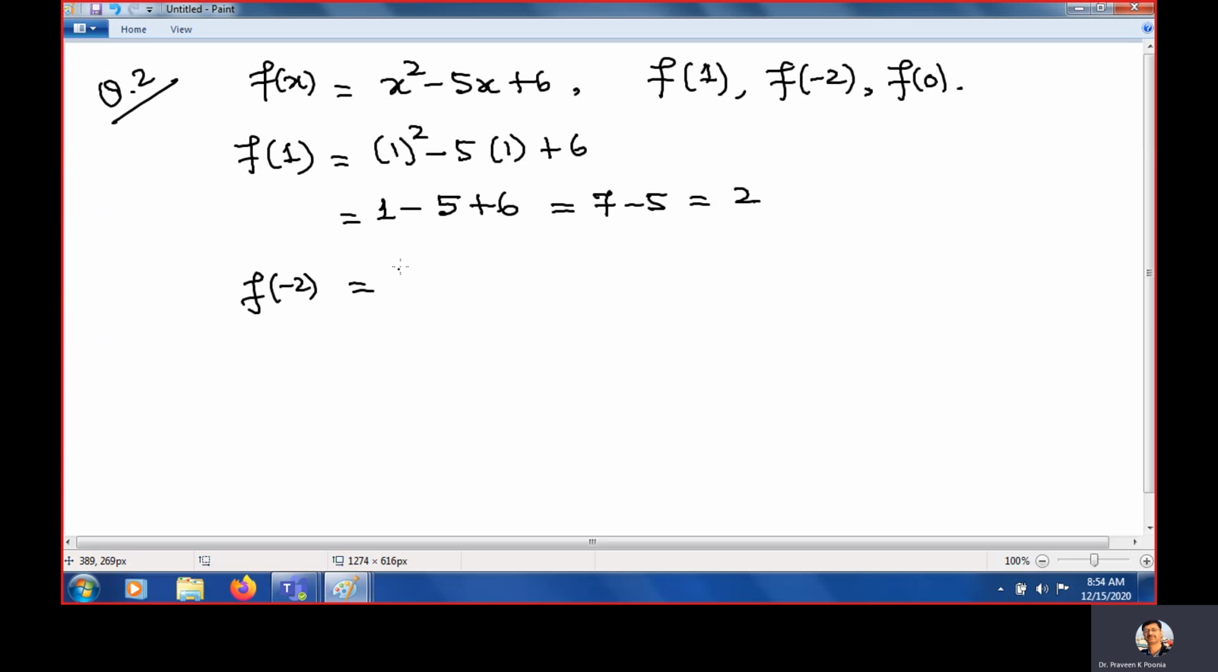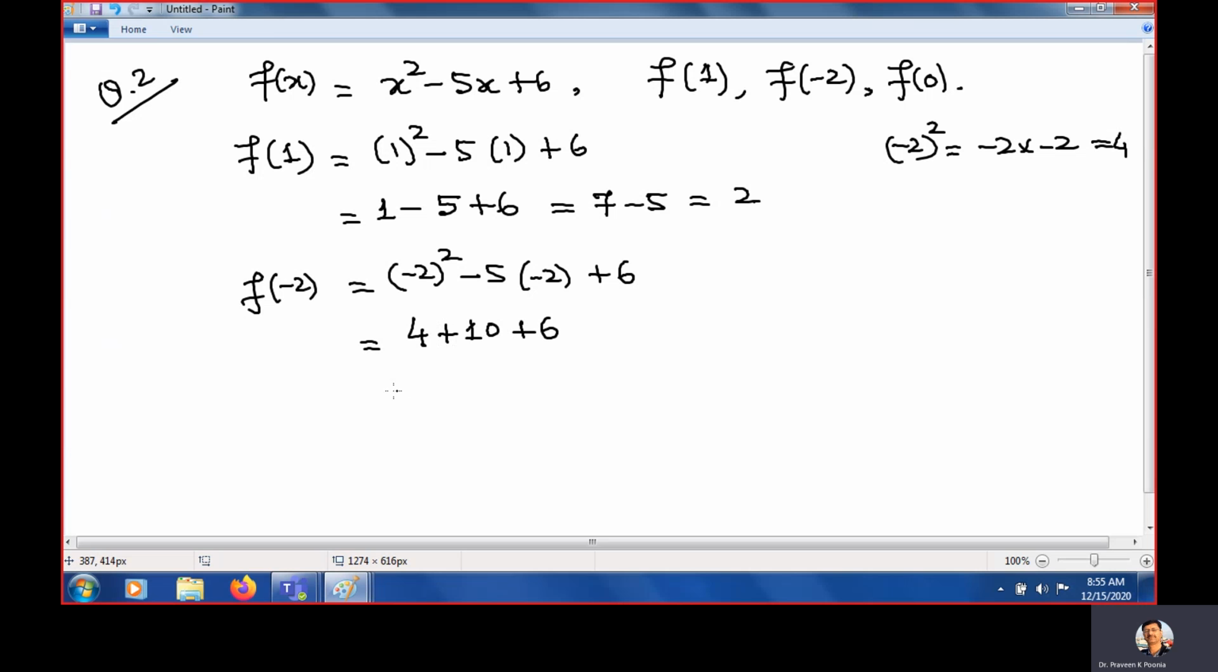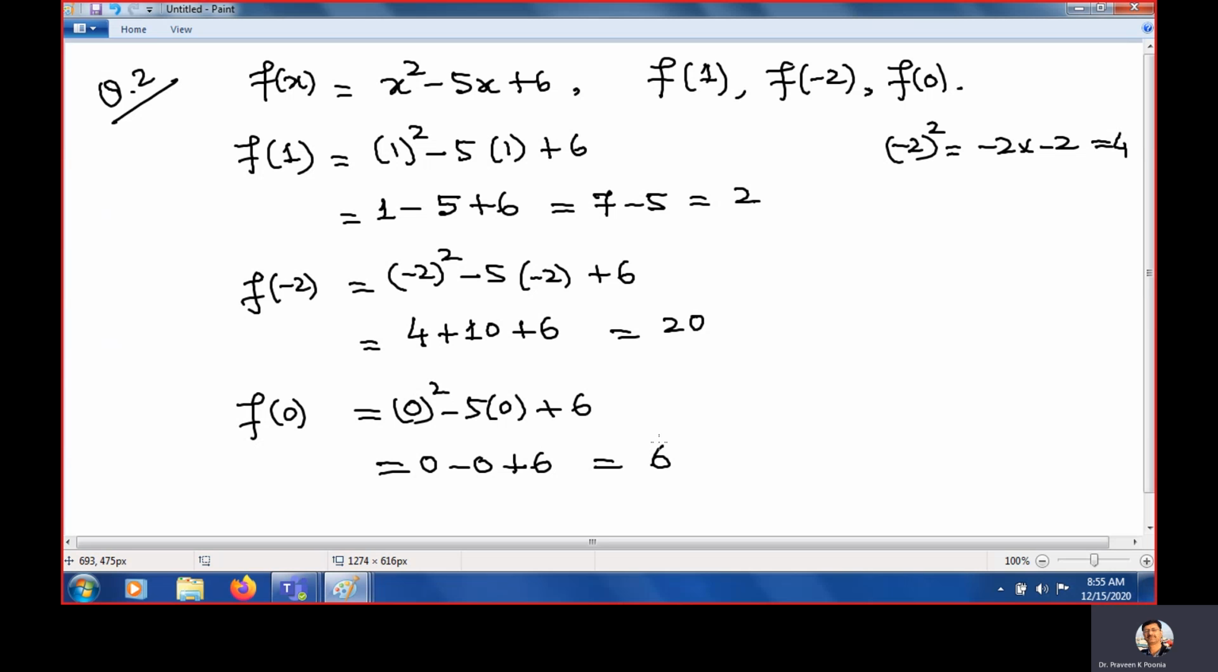Now f(-2). So (-2)^2 minus 5 times (-2) plus 6. These questions are very easy if you are good in calculation. What is the value of (-2)^2? It is minus 2 times minus 2, minus minus cancel, 2 times 2 is 4. So it is 4 minus minus, plus 5 times 2 is 10, plus 6. How much is it? 4 plus 10 is 14, plus 6 is 20. Now the value of f(0): 0^2 minus 5 into 0 plus 6. So 0 minus 0 plus 6. So the answer is 6. Clear?